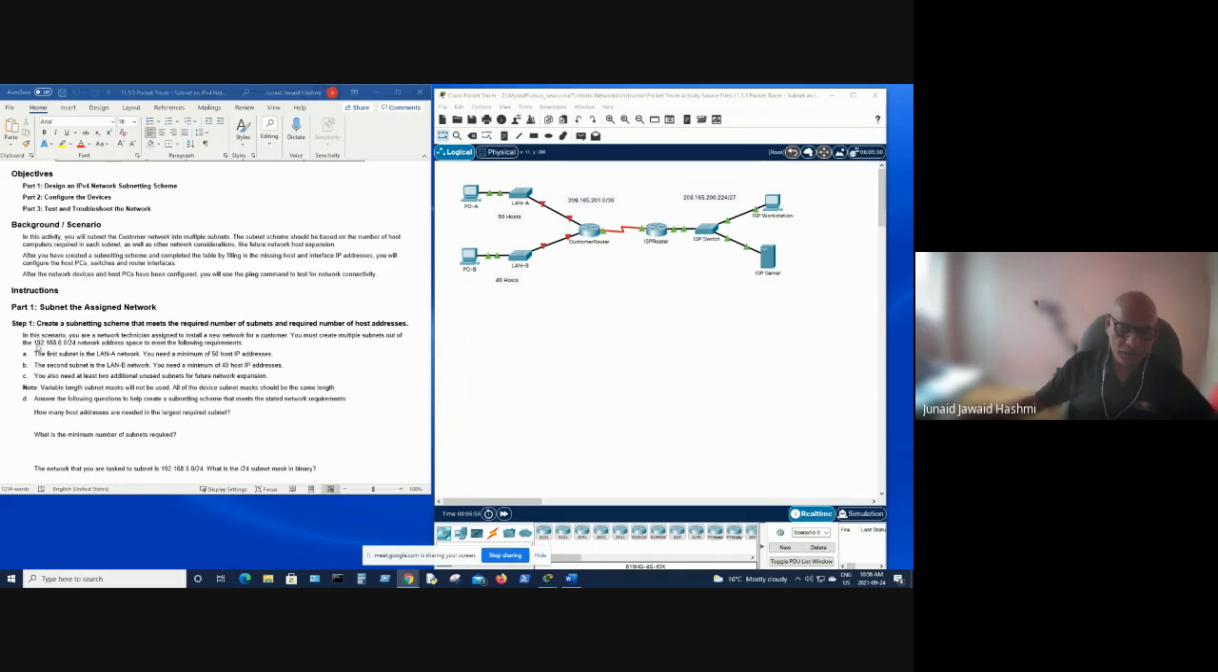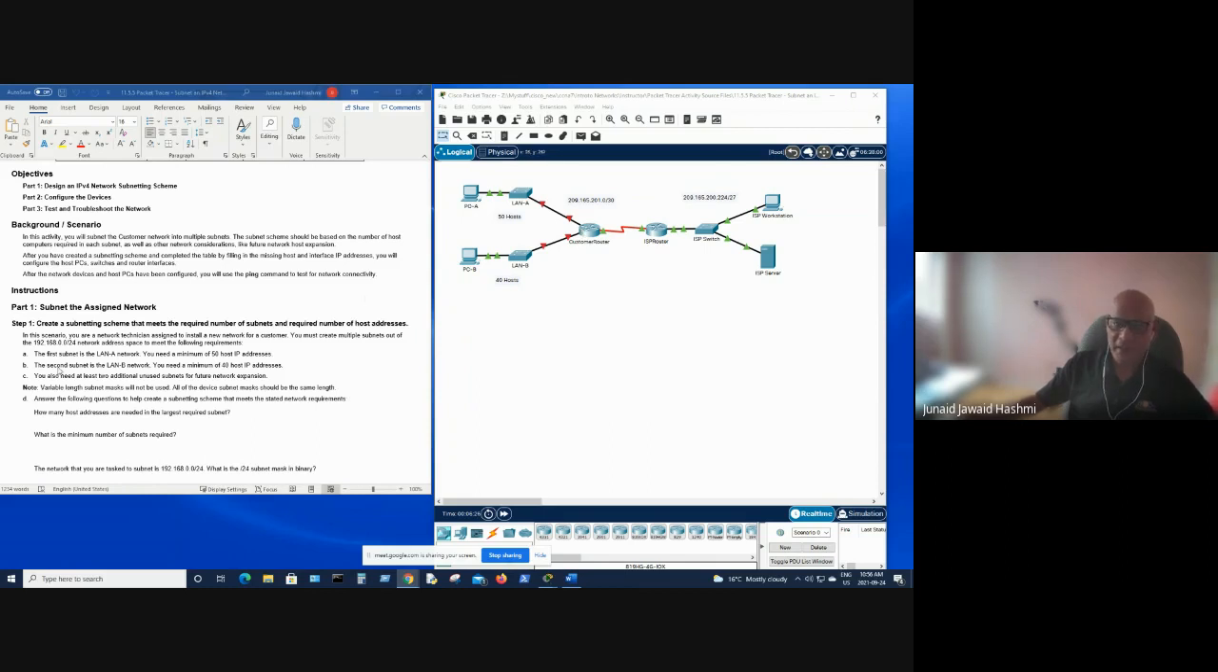First of all, your original network ID is 192.168.0.0. This is the network ID that you have to subnet into multiple networks. The first subnet is the LAN A network. If you look at the topology here, this is the LAN A network and it's connected to the router interface. That means it's a separate subnet. Every network that is connected to the router interface is a separate subnet.